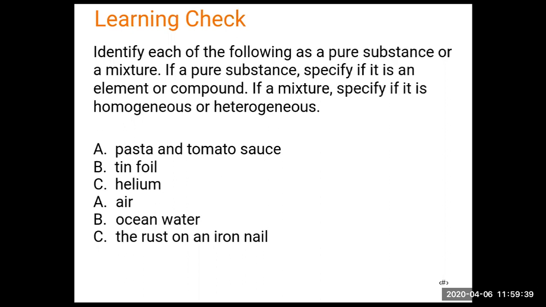Tinfoil, is it a pure substance or a mixture? So tinfoil is actually what was used before aluminum foil, and tin is an element. It's a metal that can be found in the periodic table. The element symbol is Sn, and so tin is only one type of atom, and so that will be a pure substance, and it's only one element, so it's an element. So it's a pure substance and an element.